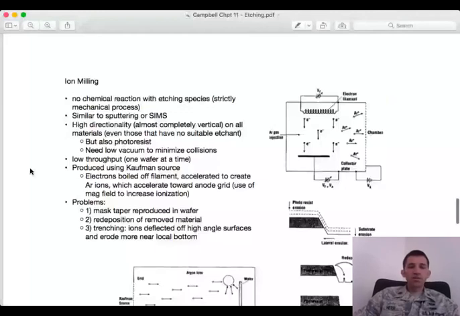And you can tailor the selectivity of this reaction by the composition of your feed gas, right? So if I want to remove silicon over the oxide, then I can add a little bit of oxygen to the feed. If I want to remove the oxide over the silicon, I can tailor that by increasing the hydrogen in the feed, which, if I go back to this reaction here, well, that's a wet chemical etch.